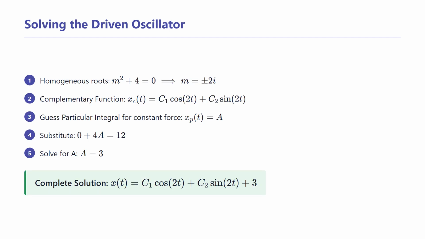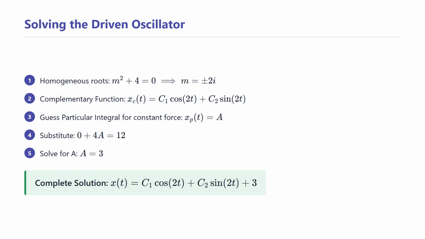Let us solve the equation for our driven oscillator. First, we ignore the wind by setting the right side to 0. The auxiliary equation is m squared plus 4 equals 0, which gives purely imaginary roots of positive and negative 2i. Imaginary roots mean the complementary function is made of sine and cosine waves, representing the natural oscillation of the spring.